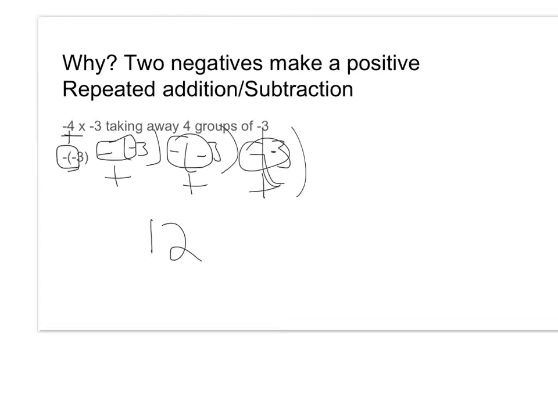So you're taking away 4 groups of negative 3. That's why you're subtracting. It means taking away, and you're taking away negative 3. Then when you actually do all the math out, your double negatives turn into positives. You add all the 3's together, it gives you a positive 12. So that's an example of why 2 negatives make a positive.